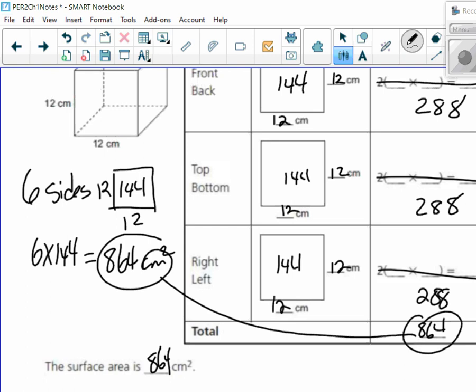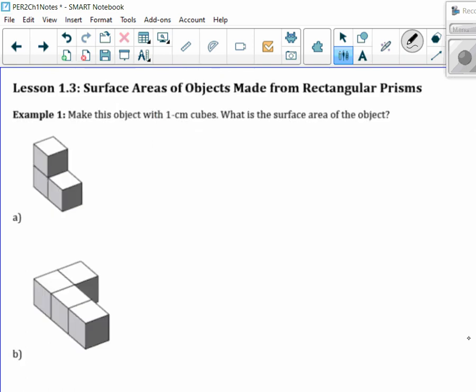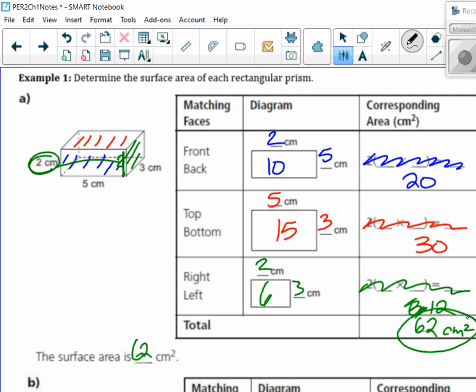All right, last page. Oh, I'm missing the last page. Hold on.